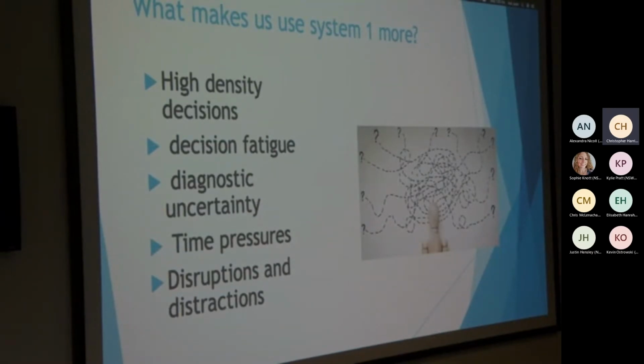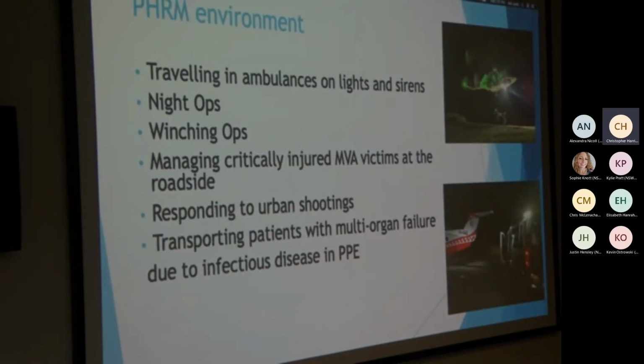So what makes us use system 1 a lot more, because that is where we spend most of our time? It's the environment we work in. I've put a few things there: there's a lot of decisions that need to be made, we get tired of making those decisions, and we often have diagnostic uncertainty. This can be applied to an ED, to a theatre, to a lot of hospital settings. If you take that over to the pre-hospital setting, we've got all those extra stressors, which really exceed those encounters potentially in the hospital. And so as a result, our processes and systems are different, and we really need to try and mitigate these risks.